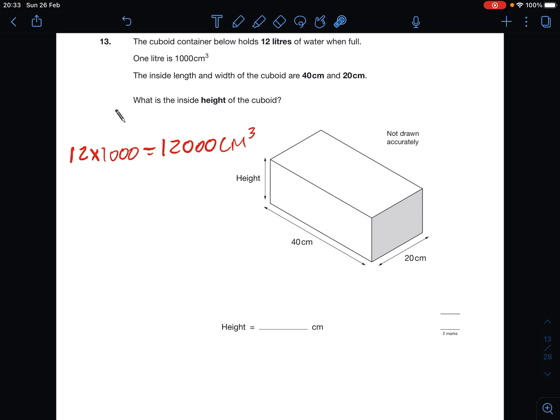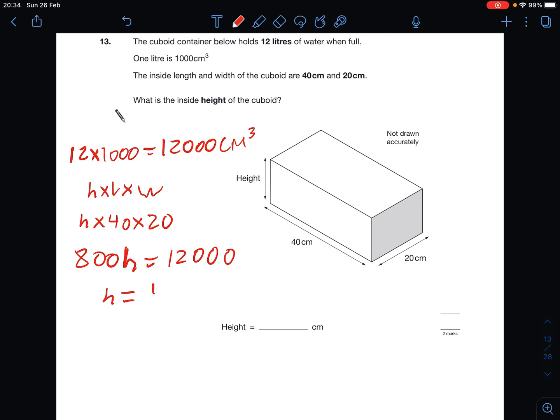And next what I need to think is, how do I actually find the volume? Well, you do the height times the length times the width. In this case, I don't know what the height is, but I know that the length is 40 and the width is 20. So 800 times height, 40 times 20 is 800, is 12,000. So the height is 12,000 divided by 800, which is 15 centimetres, which makes sense.